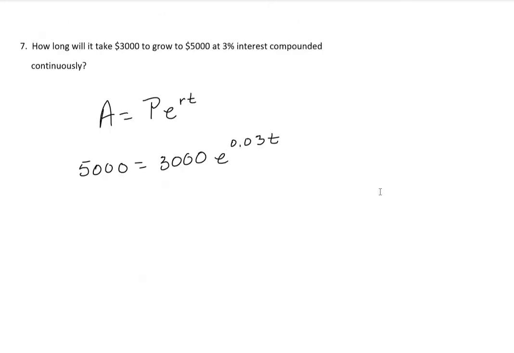Okay, problem 7. How long will it take $3,000 to grow to $5,000 at 3% interest compounded continuously? So I have my formula written down. I've plugged in all my numbers already, so now I'm just needing to solve this. First thing I'm going to do is to divide both sides of my equation by 3,000. Over here on the left-hand side, this is not going to divide evenly, so I'm just going to leave that as 5/3.